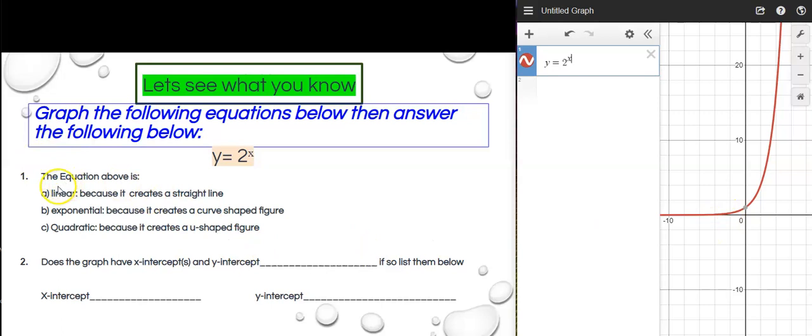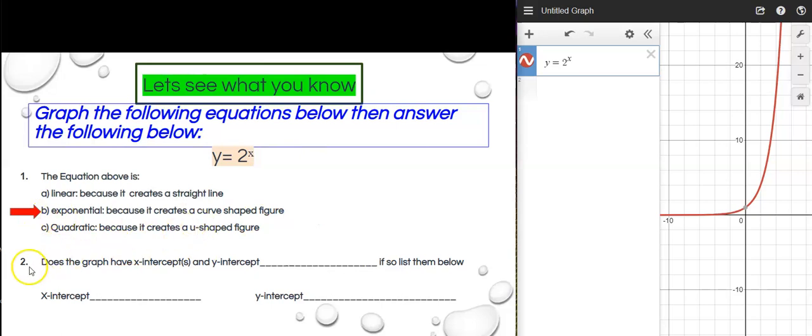So reading your answer choices below, for question 1, it says the equation above is linear because it creates a straight line. Well, obviously this is not a straight line. Exponential because it creates a curve-shaped figure. Well, it looks like a curve-shaped figure, but let's read the last answer choice. Or is quadratic because it creates a U-shaped figure. Now, you guys already know what makes a quadratic equation, so automatically we could eliminate answer choice C, and it's definitely not a straight line, so therefore it has to be answer choice B.